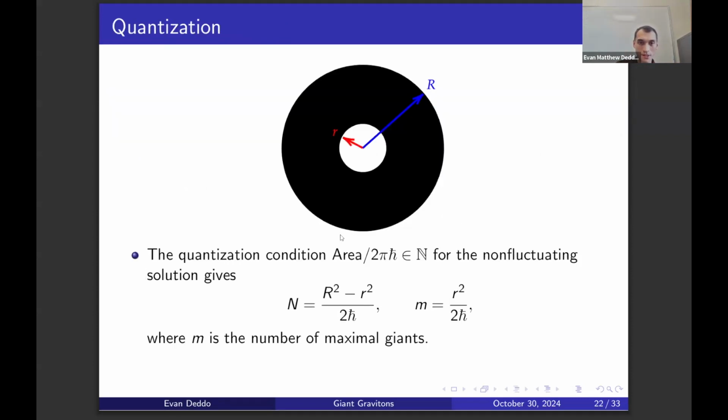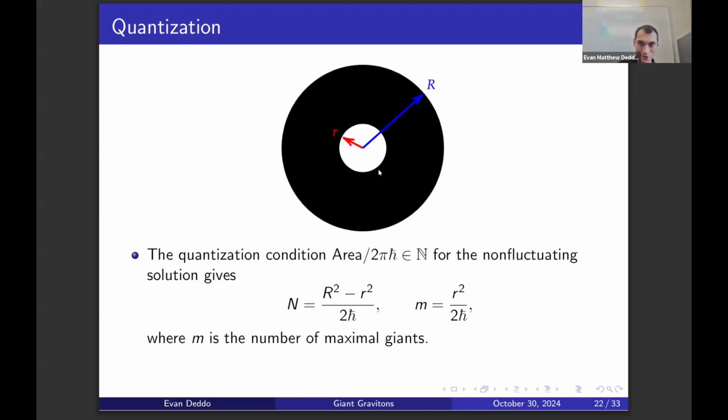So now I guess we'll talk about the actual calculation for quantization. The first quantization we can implement is just this area quantization. As I wrote earlier, the area over 2 pi h bar has to be a positive integer. So from this we get the area of this black region, which should be quantized, and we can recognize that as the gauge theory n.